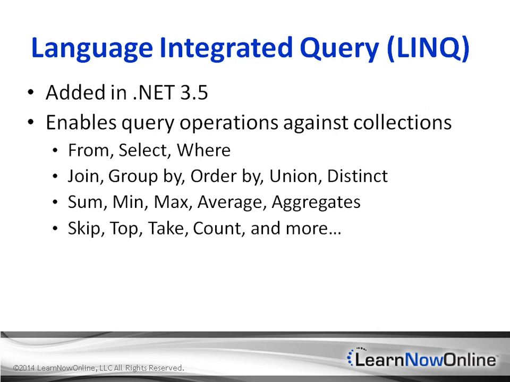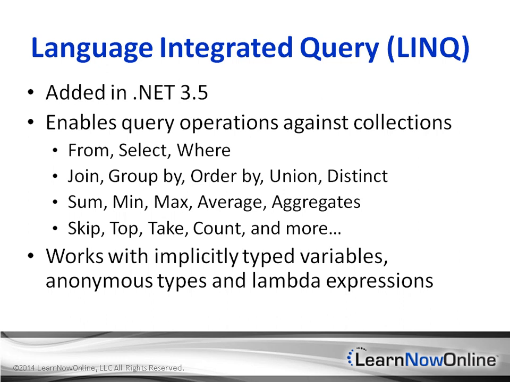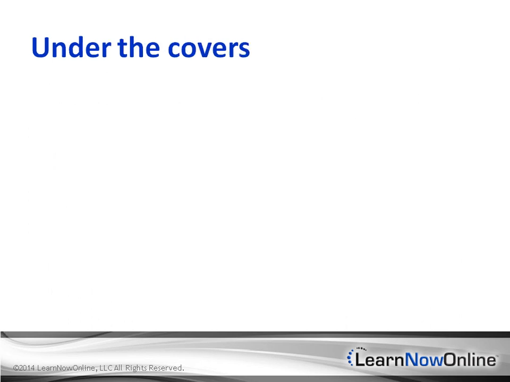Some of the other things I can do with LINQ is I can also handle the number of records affected with a count, or I can do a skip, or I can do a take. This works with implicitly typed variables, anonymous types, and lambda expressions. And really, to understand how all this fits, there's a lot of parts that make that work.